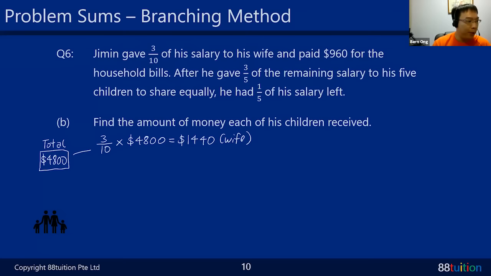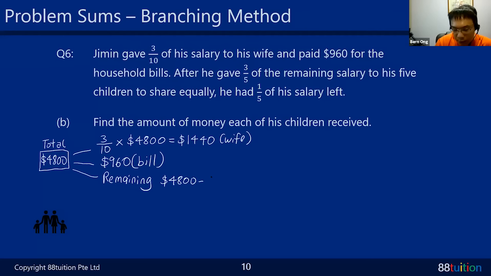Okay, and what happened? We know that $960 is given to the household bill. So what is the remaining? The remaining, you can find already. As I say, once you have the total, you can do a lot of things. 4,800 minus 1,440 minus 960. You are left with 2,400. That will be your remaining.